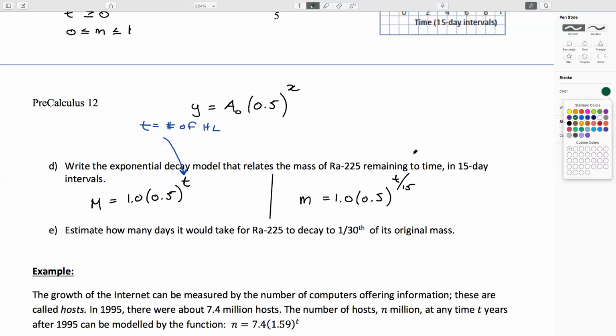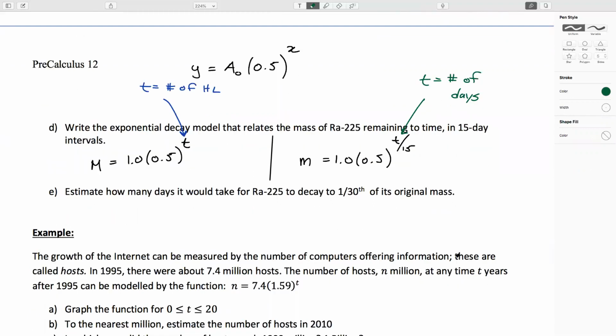If we do this, then t represents something different. T is now going to be the number of days, and the reason why is we're dividing by 15. If we have 15 days divided by 15, that's 1. That's equivalent to 1 half-life over here. So it's a minor difference, but it depends on how you want to actually model the question, whether you want to model it in terms of half-lives or in terms of days.